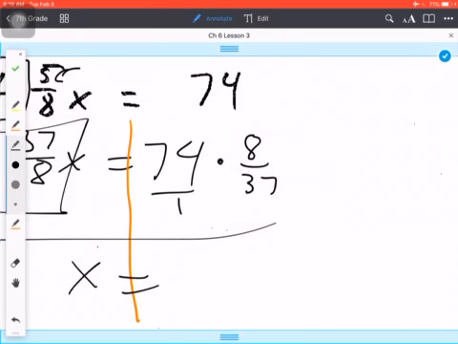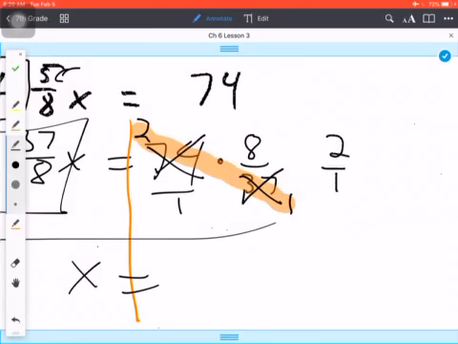This right side now becomes a little bit tricky if we don't do our cross cancellation. So what we can do is look in this direction here. 74 and 37, they have a common factor. In fact, the common factor is 37. So I'm going to take away a 37 from each of those. I can take one 37 out of 37, and I can take two 37s out of 74. So now my new multiplication problem is 2 over 1 times 8 over 1, which happens to be 16.